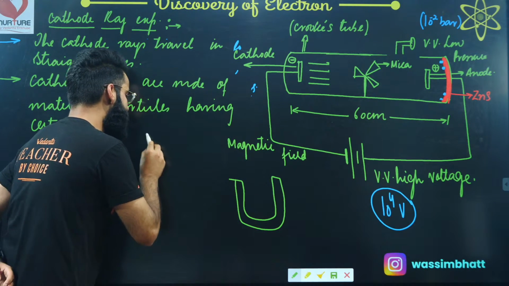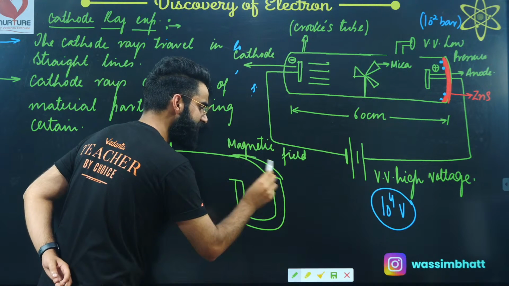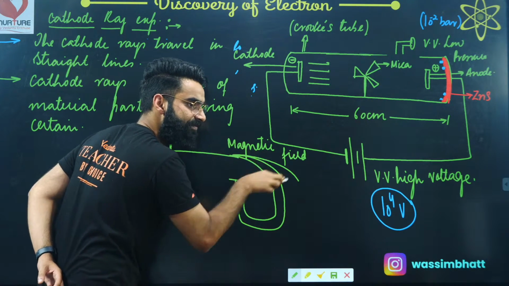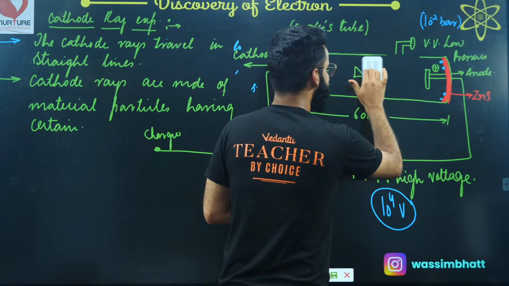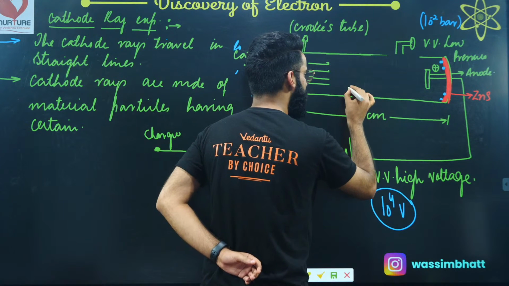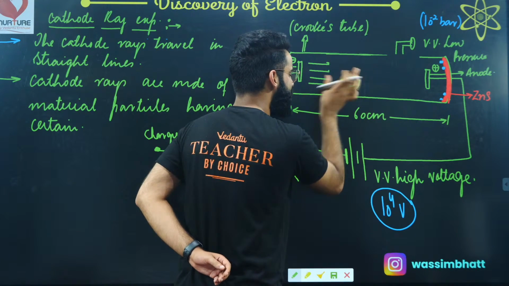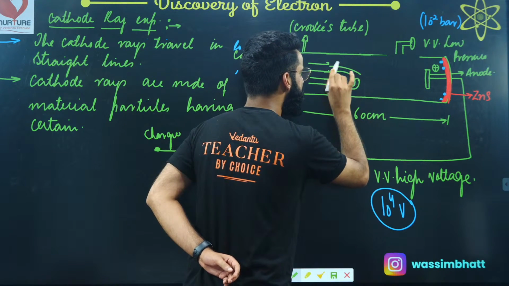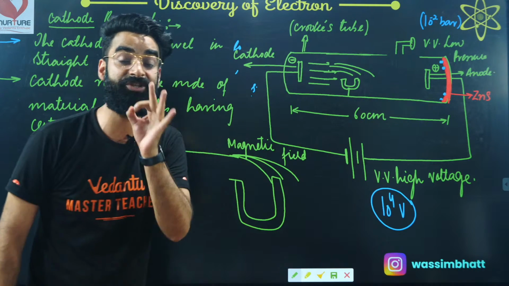Remember, when a charged particle passes through a magnetic field, it gets deflected. Its direction changes. The charged particle was supposed to travel in a straight line, but in presence of the magnetic field, it started deflecting. In order to check whether the particles of the cathode rays are charged or not, he kept a U-type magnet over here, which has a magnetic field associated with it. And he observed these cathode rays in presence of the magnetic field were being deflected towards the magnet, which is only possible if the particles of which cathode rays are made up are actually charged.